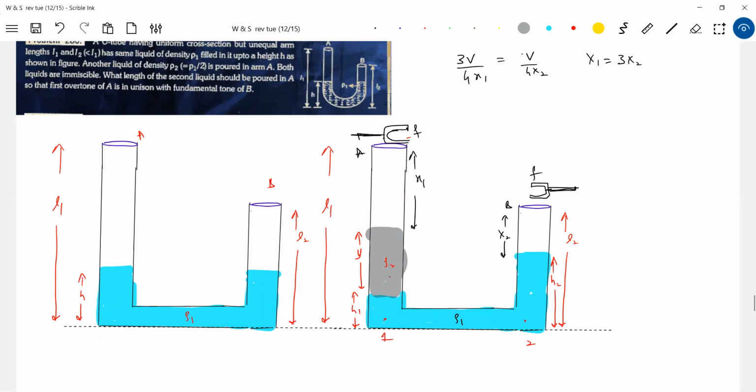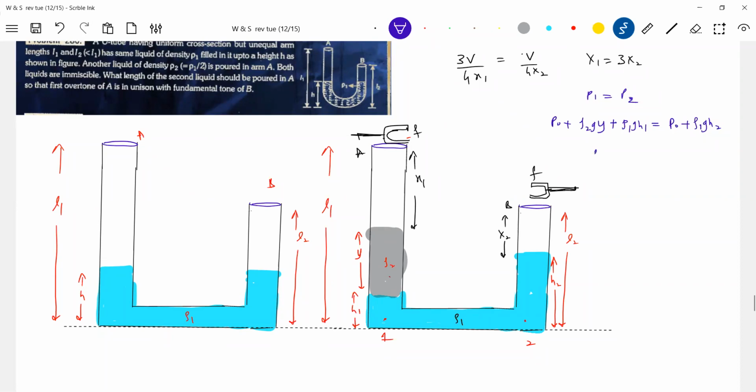Okay, we have this one. Now come to pressure at 1 should be equal to pressure at 2. We have to calculate y. That is our requirement. So pressure at 1. Why is pressure at 1 equal to pressure at 2? They lie on a horizontal line. So pressure at 1 is equal to P naught plus rho 2 g y. We don't know the length here, so I'll write rho 1 g H1 should be equal to P naught plus rho 1 g H2. P naught cancels.